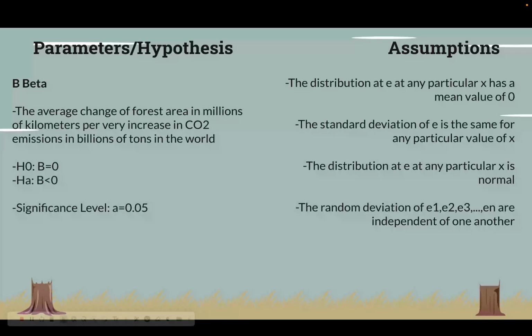The assumptions follow. The distribution of E at any particular x has a mean value of 0. The standard deviation of E is the same for any particular value of x. The distribution of E at any particular x is normal, and the random deviations E1, E2, E3, all the way to En, are independent of one another.